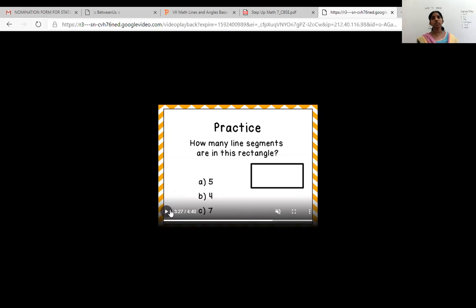Clear? A line segment has 2 end points where it ends, and another line segment starts there. For example, if I take this box, from this point to this point it ends here, right? So one more starts from here to here. So 1, 2, 3, 4. The box has 4 line segments.